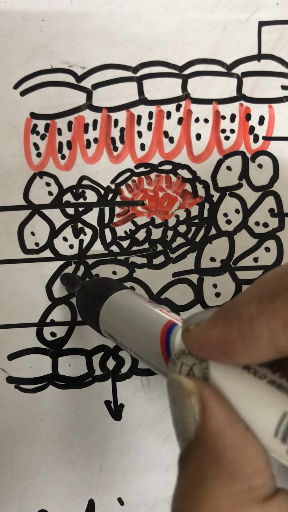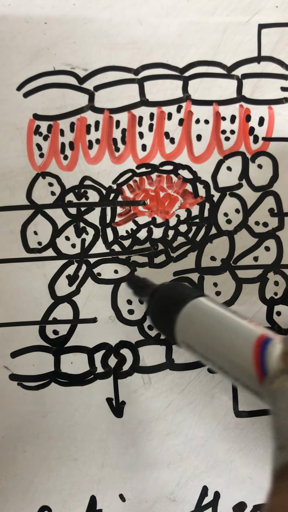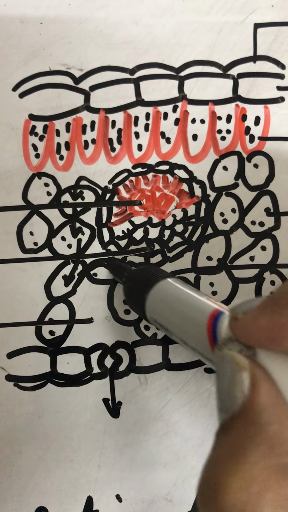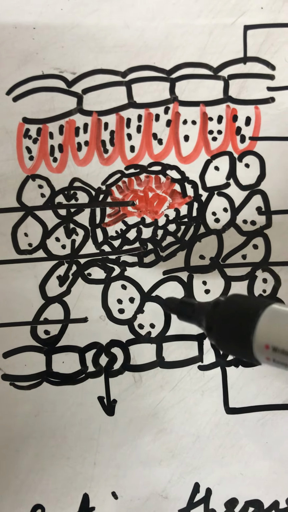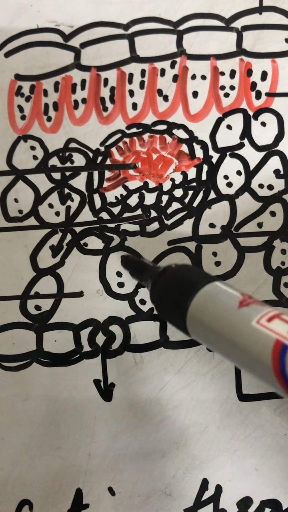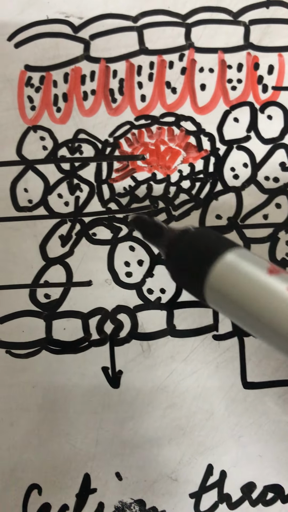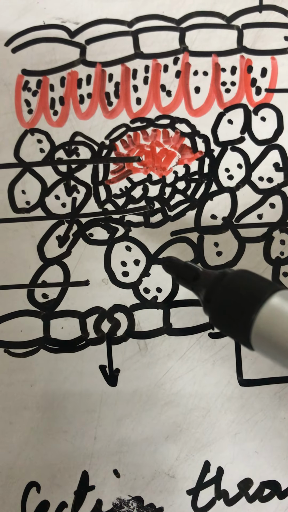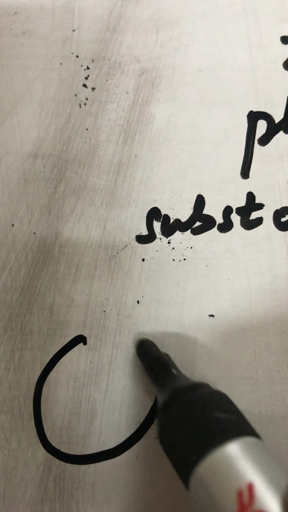From here, it moves to the other. Like this movement occurs. It will come here. Now what happens? There are two ways in which water moves. One, it moves along the cell walls. Now cell wall is made up of cellulose, and from one cell to the other, movement occurs by imbibition.